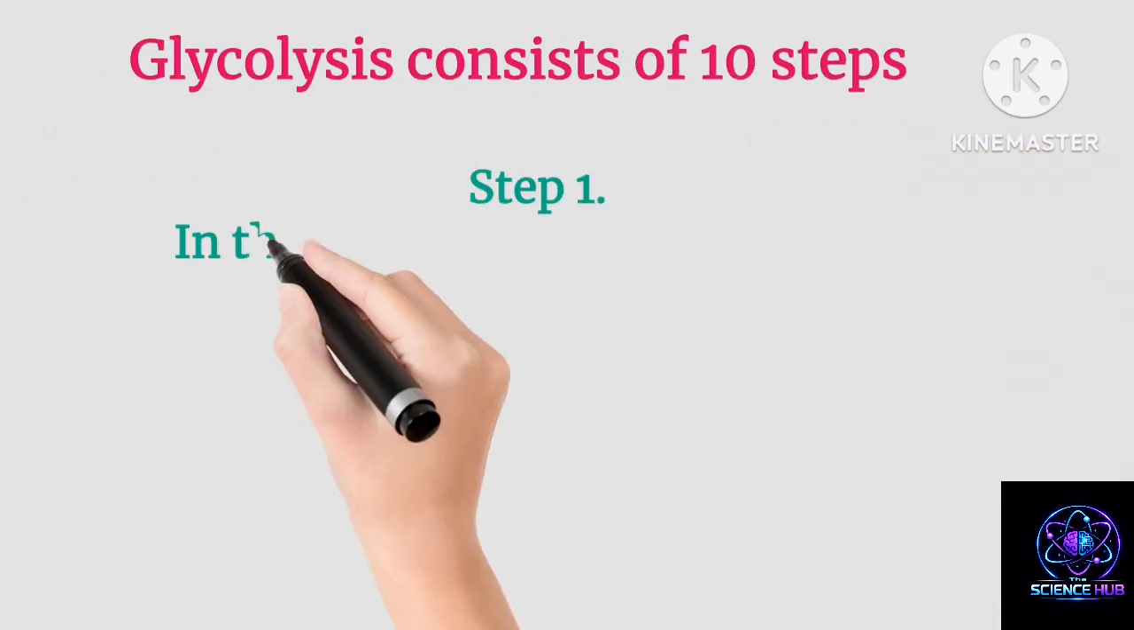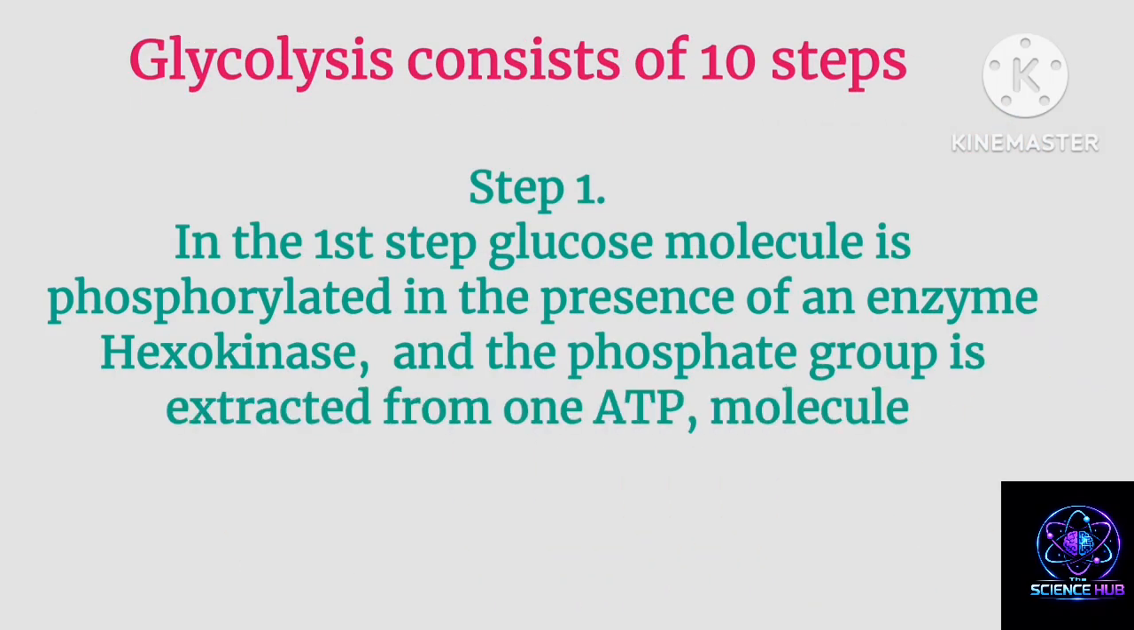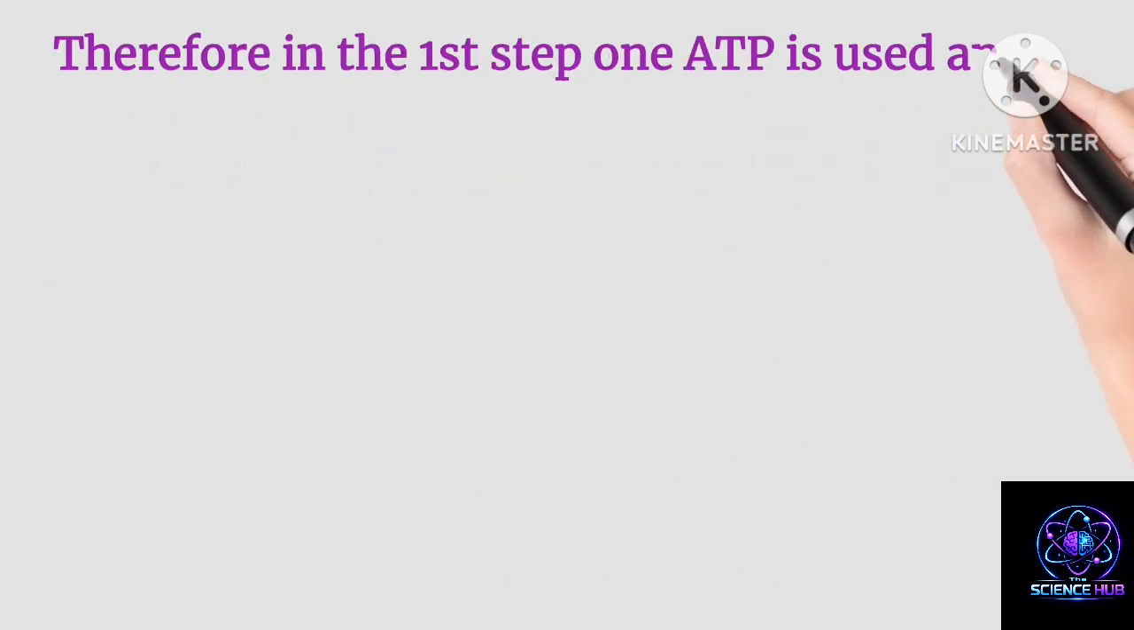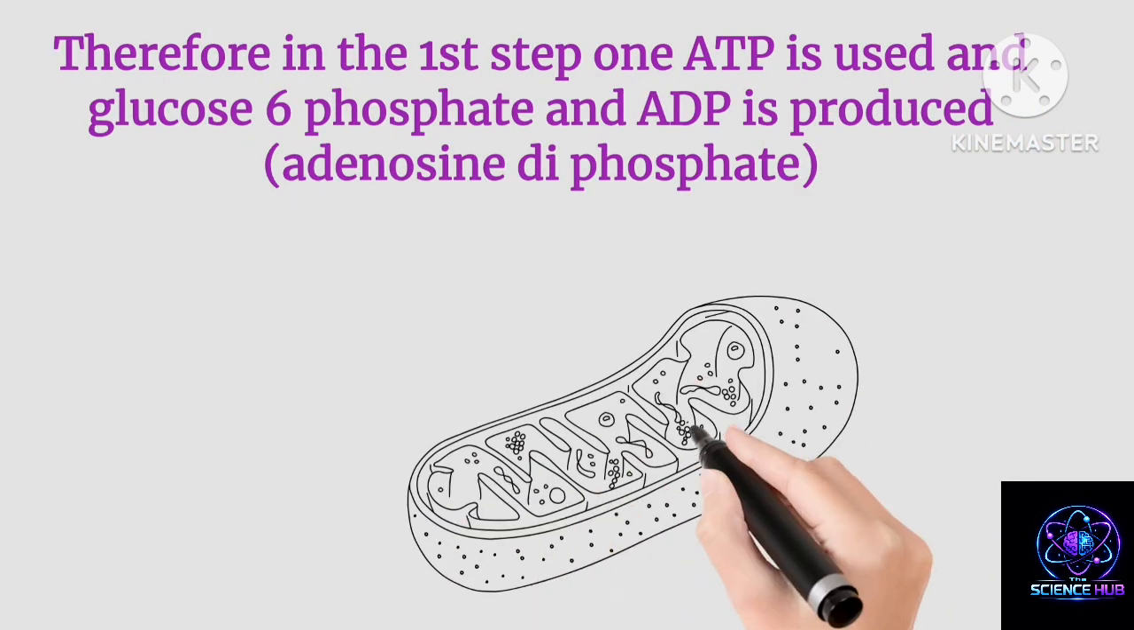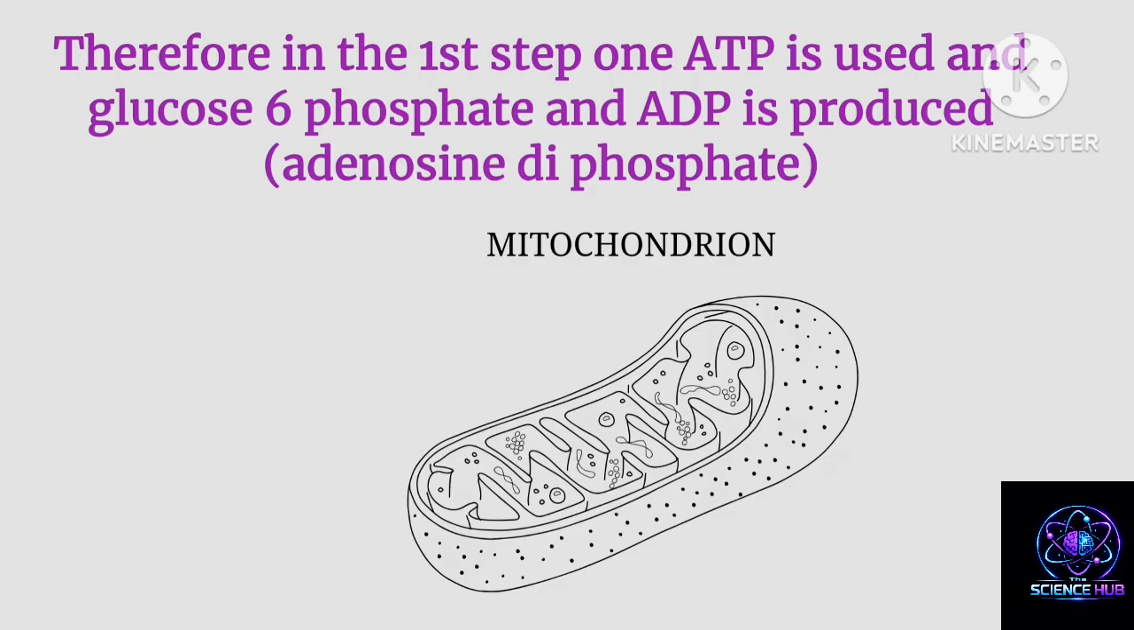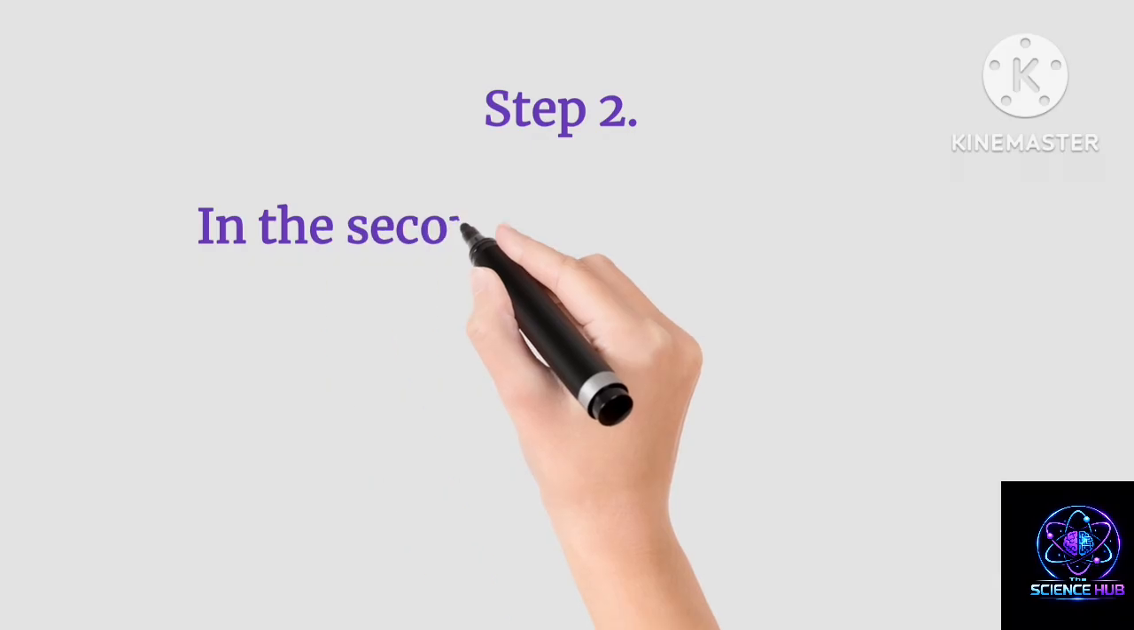Glycolysis consists of 10 steps. Step 1. In the first step, glucose molecule is phosphorylated in the presence of an enzyme hexokinase, and the phosphate group is extracted from one ATP molecule. Therefore, in the first step, 1 ATP is used and glucose 6-phosphate and ADP is produced, adenosine diphosphate.